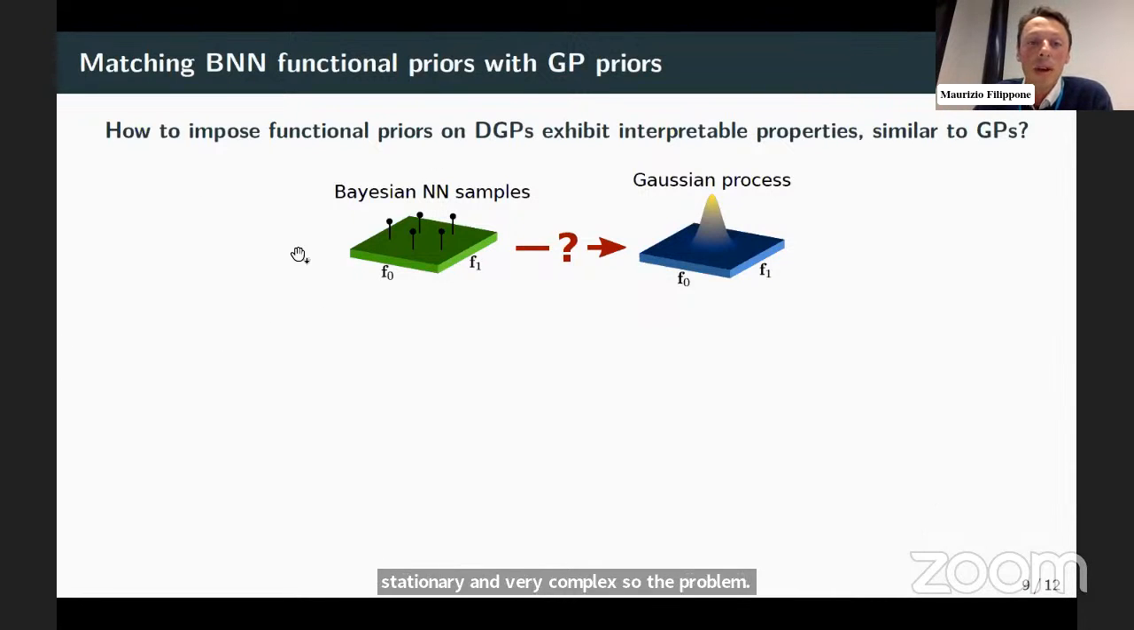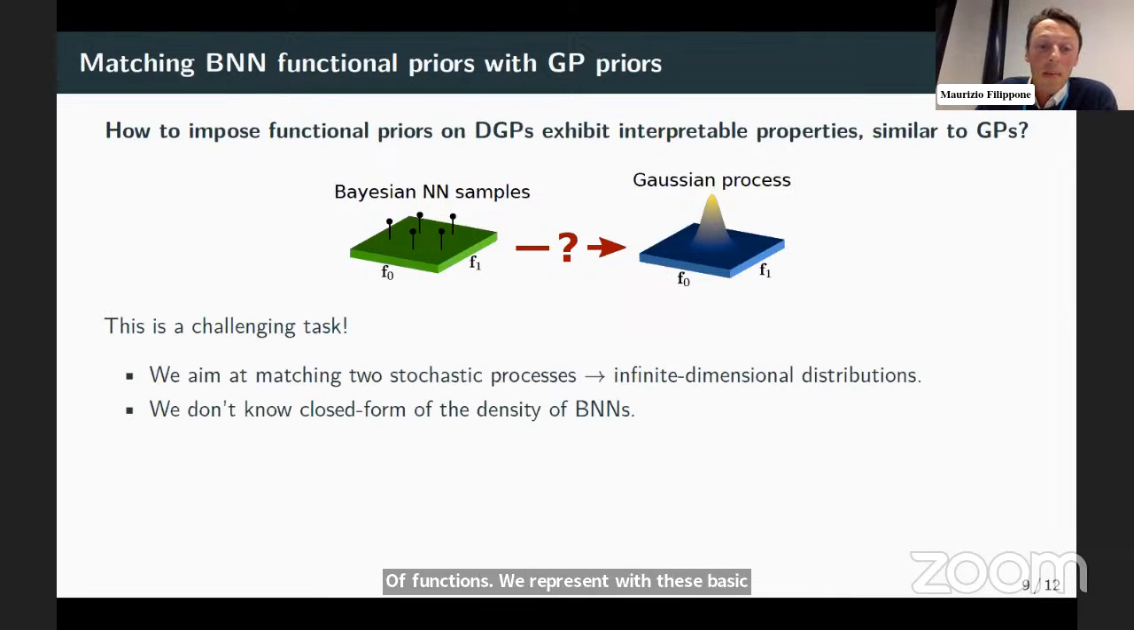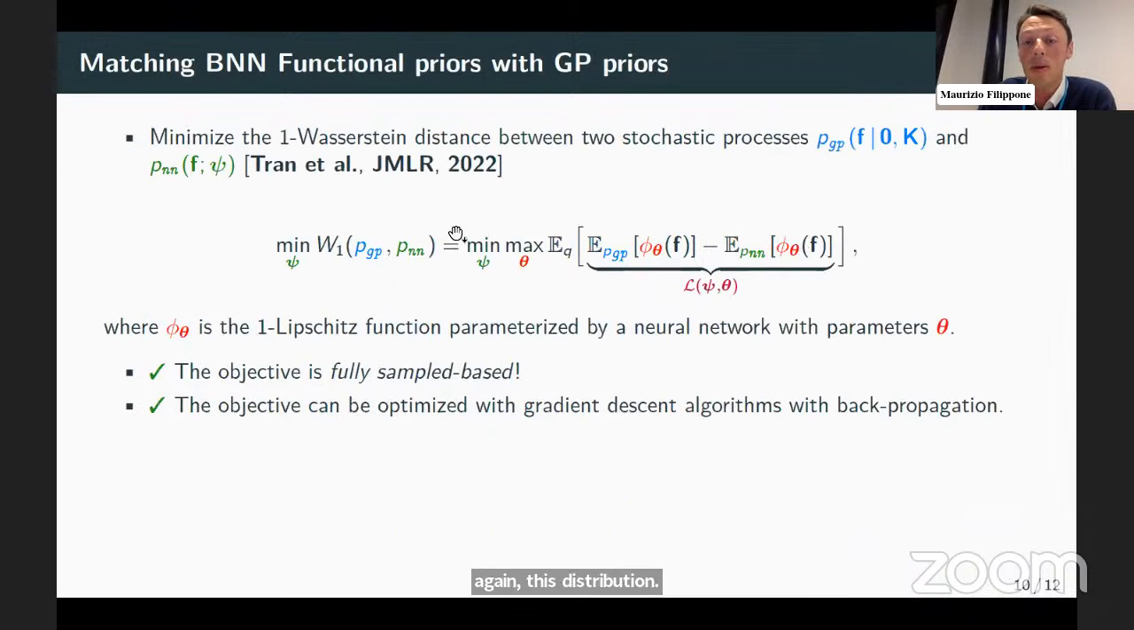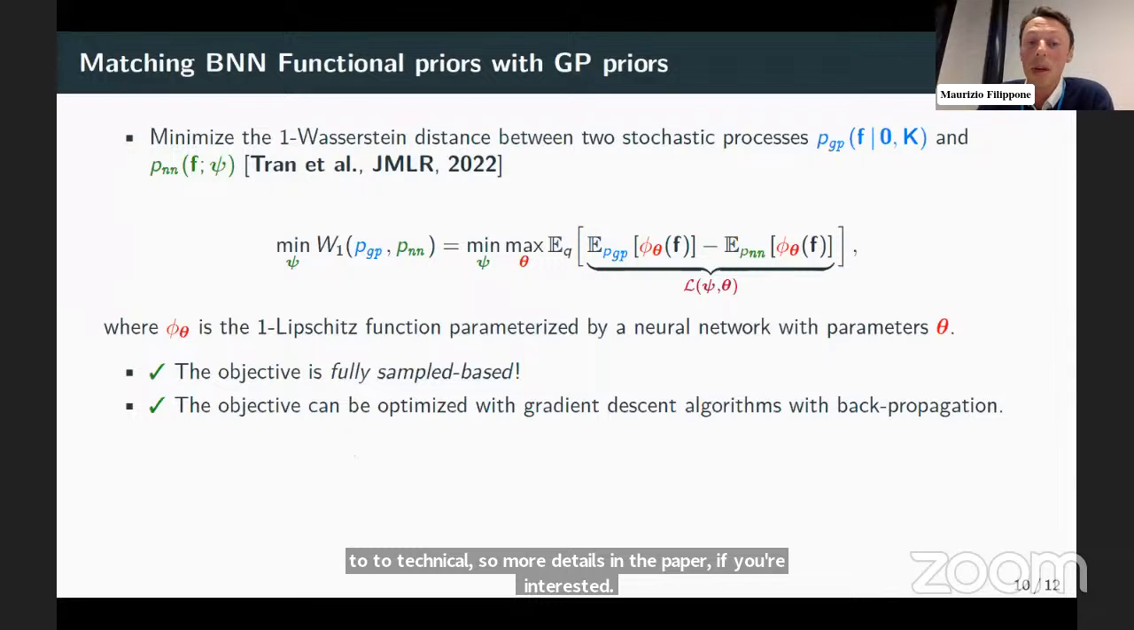We're trying here to match samples from a Bayesian neural network with the Gaussian process. The Gaussian process has a closed form, but the samples from the Bayesian neural network don't. So we don't know what kind of functions we represent with this Bayesian neural network. The first thing one would be tempted to do is to minimize some sort of KL divergence between the two processes, but it turns out that there is an entropy term which is intractable because we don't know the form, again, of this distribution over the neural network. So we set up a Wasserstein objective to be able to actually do this matching. I don't want to go too much into the detail, it's maybe a bit too technical, so more details are in the paper if you're interested. But this is actually pretty tractable to do, fully sample based.